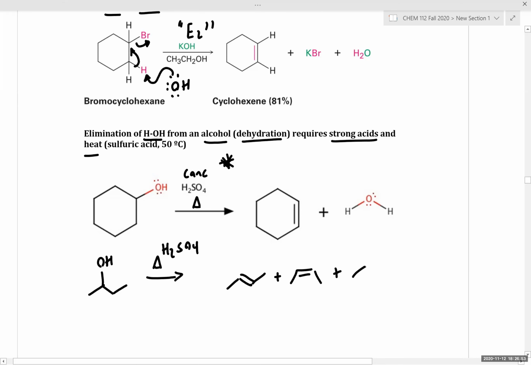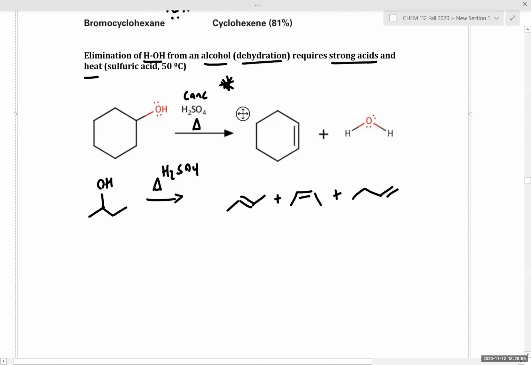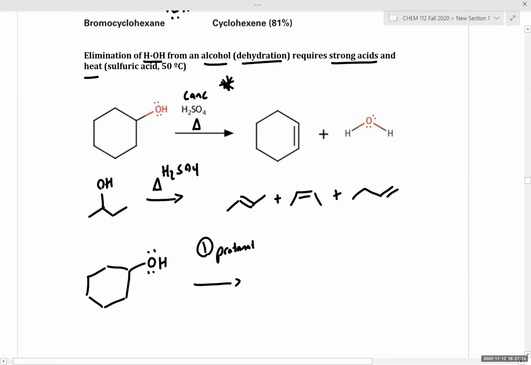So let's talk a little bit about the mechanism behind this reaction. It's a multi-step mechanism, and it's important that you get familiar with this common pattern that we often see. The first step in this mechanism is protonation, which I like to call the activation step. We are making this alcohol a more effective leaving group. So in this case, we protonate our alcohol and we generate the following protonated species.